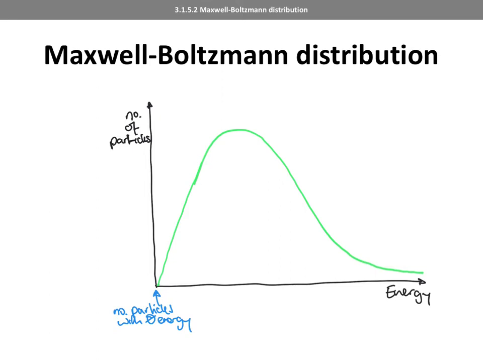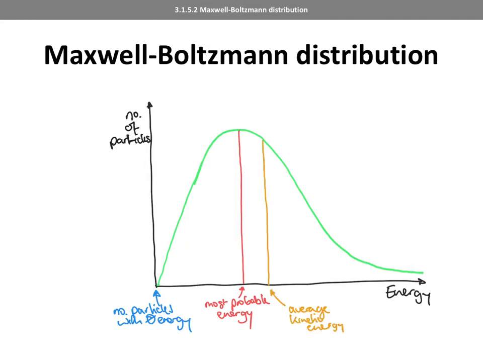Where the peak of the curve is, that represents the most probable energy, because that's where we have the greatest number of particles with that particular energy. The average energy of the system will lie slightly to the right of that most probable energy. The area under the curve will equal the total number of particles in that system, or the total number of molecules.